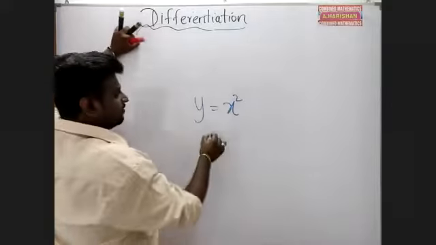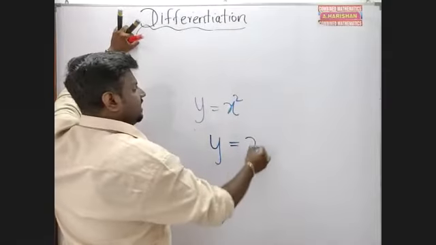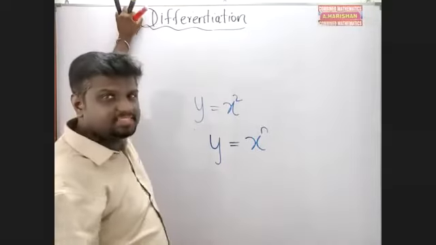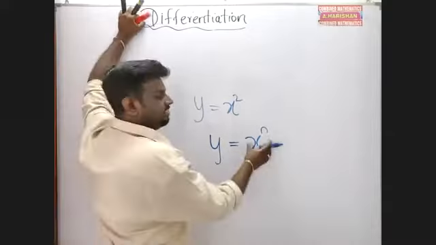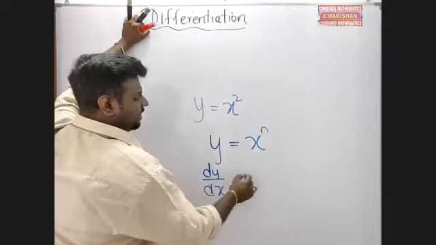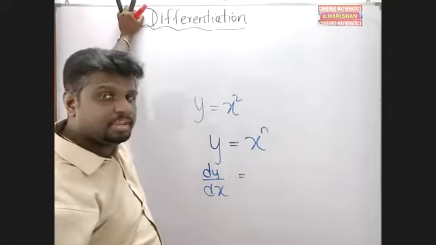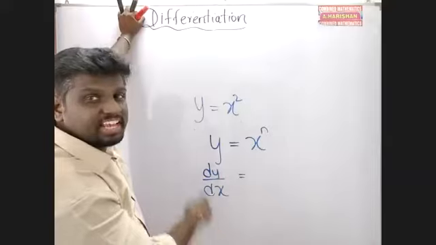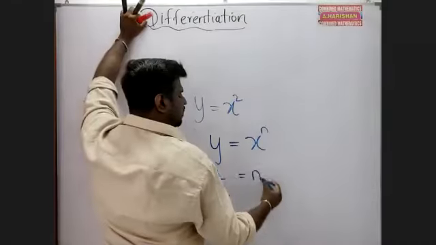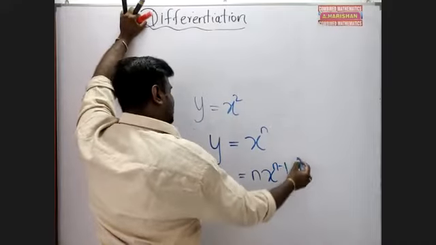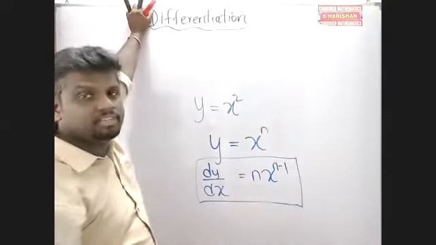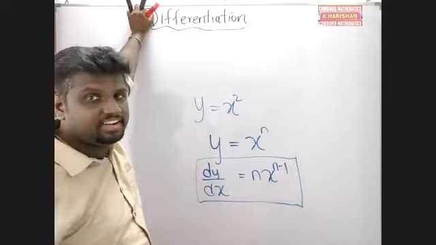The first rule of differentiation has a proof, but I'm not going to show the proof now. If x to the power n is there and you differentiate this with respect to x, what is the meaning of dy by dx? Finding the gradient, but in another sense, I am differentiating both sides with respect to x. That means n comes down and you subtract 1 from the power. This is what we call the first rule in differentiation.